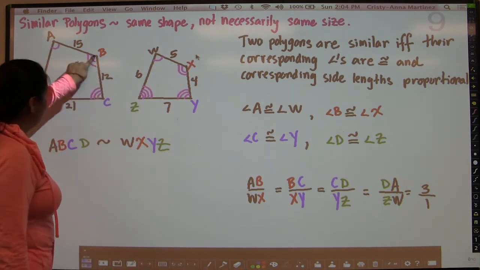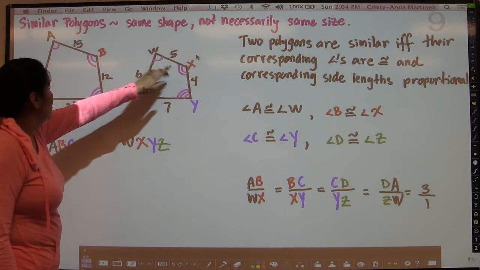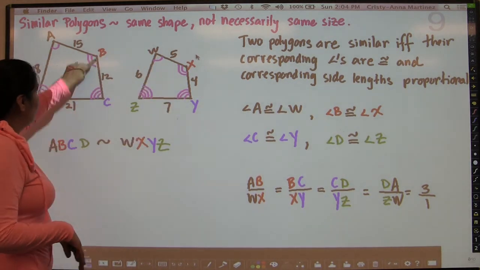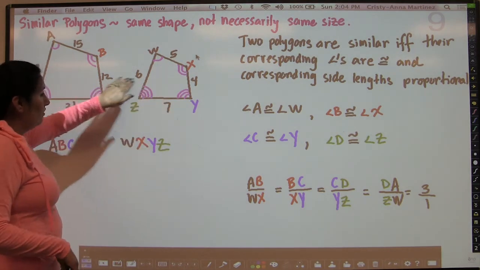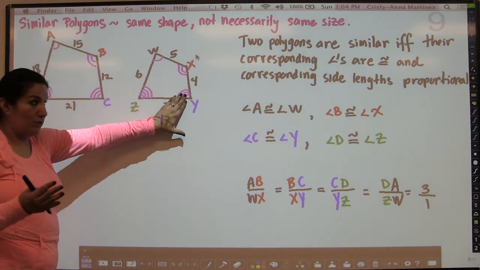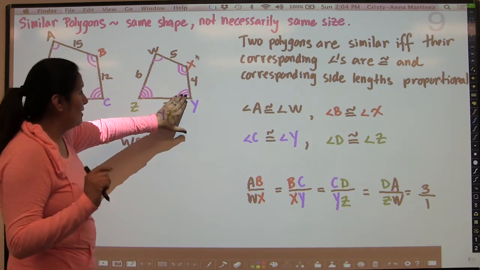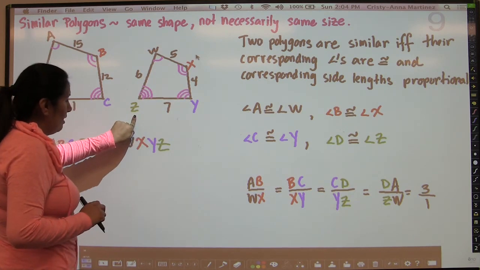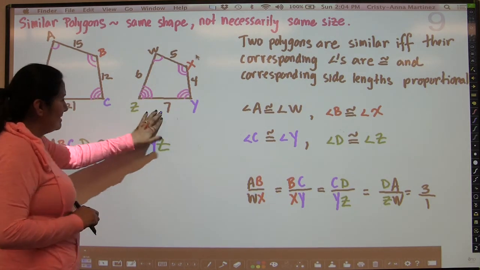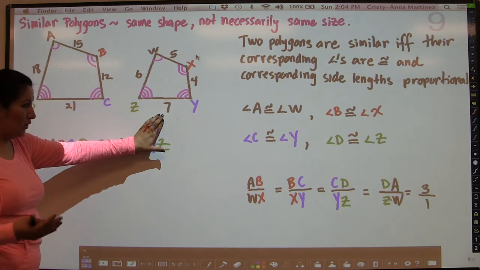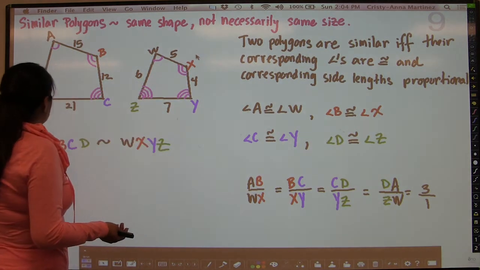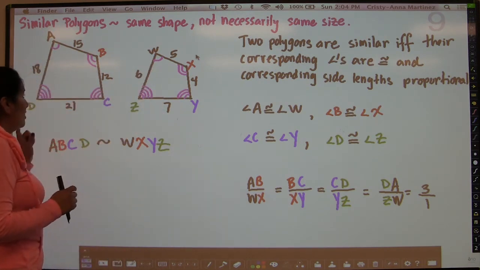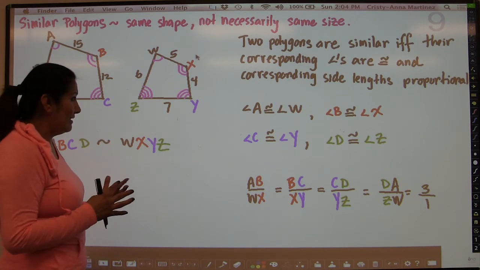So we have AB, again, color-coded with WX, so that's 15 to 5, and 15 to 5 is a ratio of 3 to 1. And then we have BC to XY, and that's 12 to 4, and again, the ratio of 12 to 4 is 3 to 1, because 12 divided by 4 is 3. Then we have from CD to YZ is our third pair of sides, and that's going to be from 21 to 7. So again, the ratio of 21 to 7 is 3 to 1. And then lastly, we have DA and ZW is our last pair of sides, and that ratio is 18 to 6. And again, the ratio of 18 to 6 is 3 to 1.